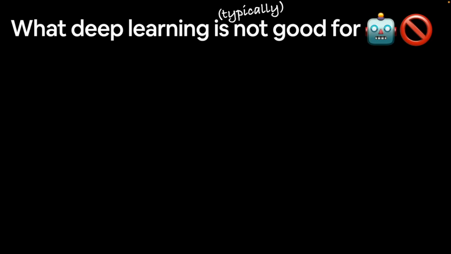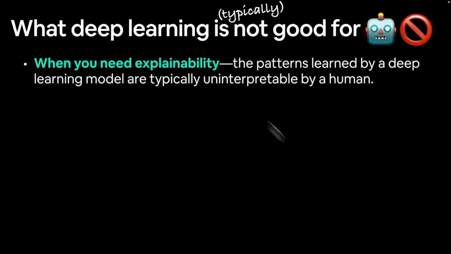If there's anything about this course, it's not for me to tell you exactly what's what. It's for me to spark a curiosity in you to figure out what's what. Or even better yet, what's not what. So when you need explainability, as we'll see, the patterns learned by a deep learning model, which is lots of numbers called weights and biases, we'll have a look at that later on, are typically uninterpretable by a human.